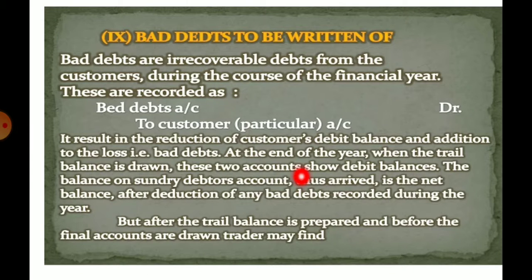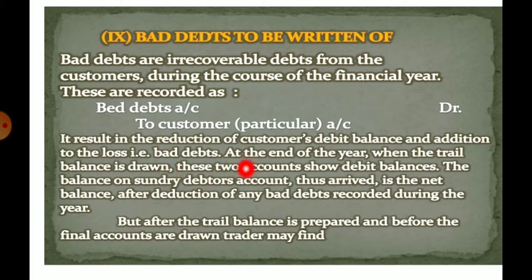Now, bad debts to the company. Bad debts to be written off. Bad debt is an irrecoverable debt from the customer during the course of the financial year. These are recorded as a bad debt to the particular customer's name, and it results in the reduction of the customer debt balance and addition to the loss.